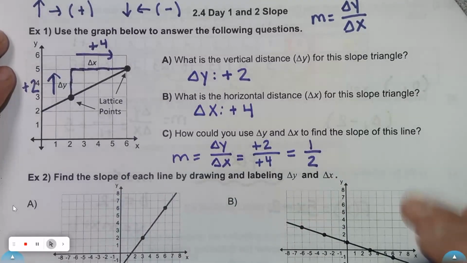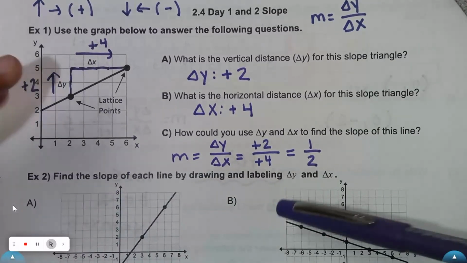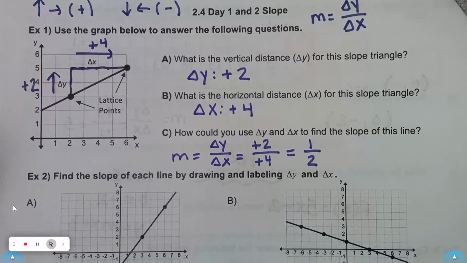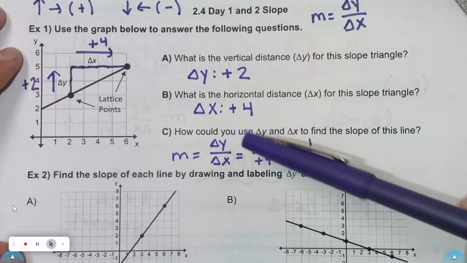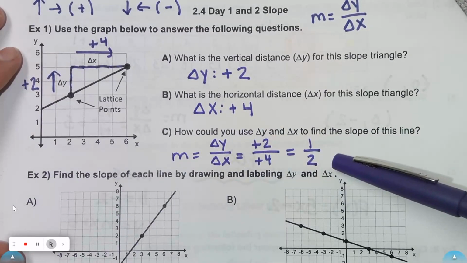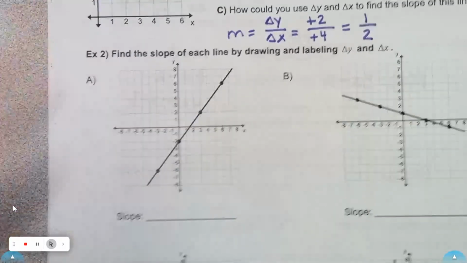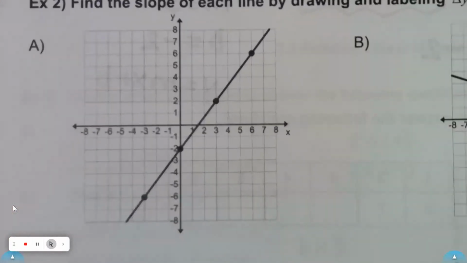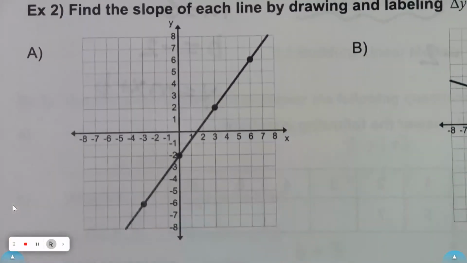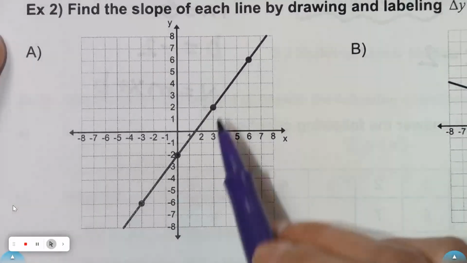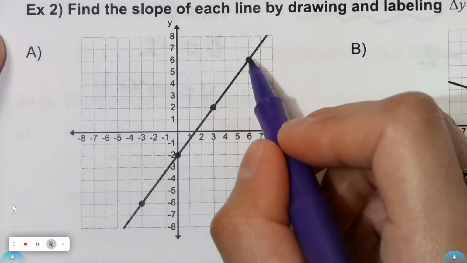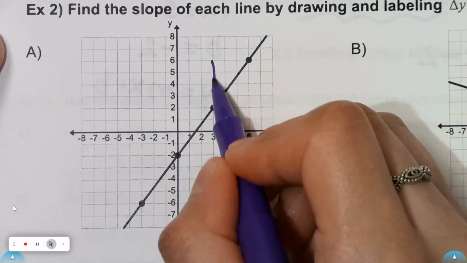Okay, so I'm going to do that for the other 4 examples on this page. There are already points on there, so you want to choose 2 of them. Then you want to do your change in y over your x, and then you want to simplify to get your answer. Okay, so let's do letter A. You can pick any 2 points that you want. So I'm going to pick this one, and I'm going to pick this one. Okay, I'm going to draw my triangle.